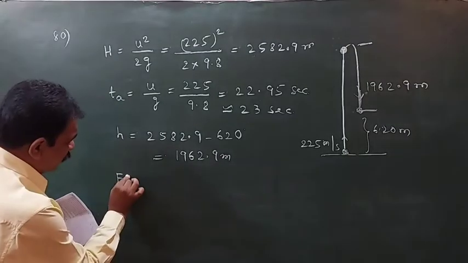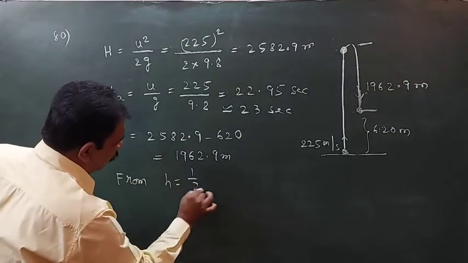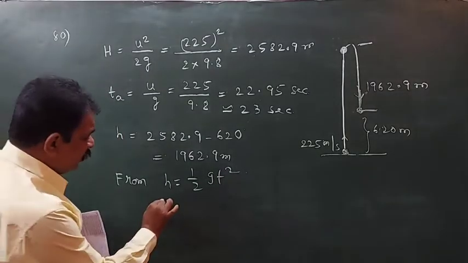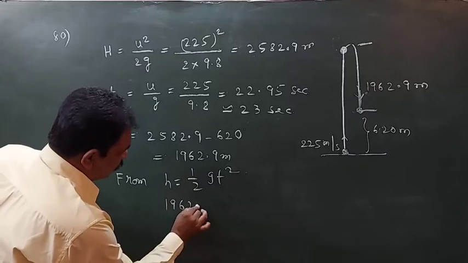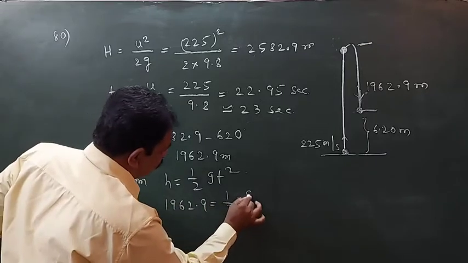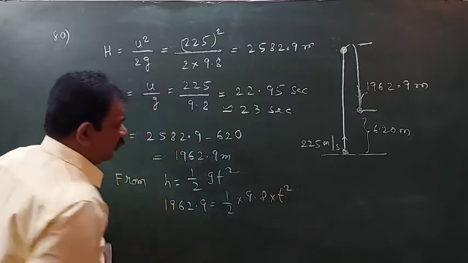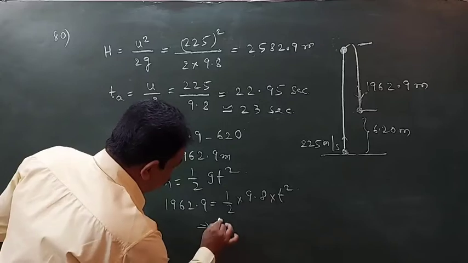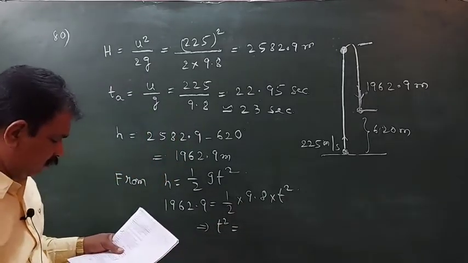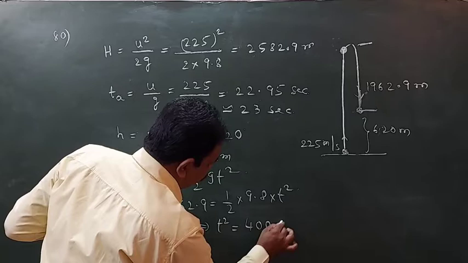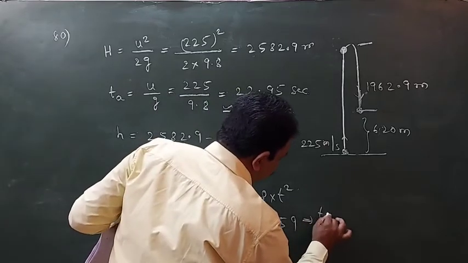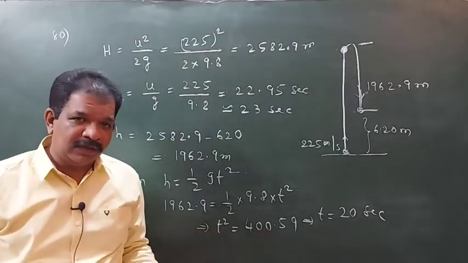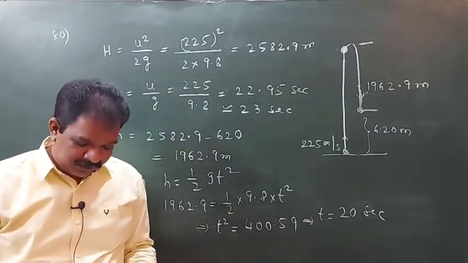Now in the downward journey, it is a freely falling body. h is equal to half g t square. The h value 1962.9 equals 1 by 2 into 9.8 into t square. If we calculate this, the t square value we will get is 400.59. From this the t value will be 20 seconds, since root 400 means 20. So approximately that value is 20 seconds.